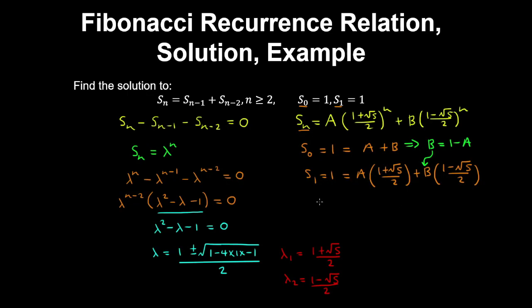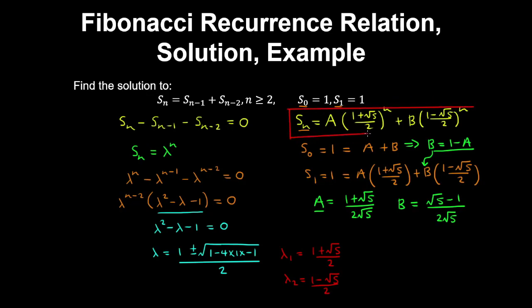And if you do a bit of algebra and solve for a, you'd get 1 plus root 5 on 2 root 5. And if you substitute this a into this equation, you'll obtain b, which will give you root 5 minus 1 on 2 root 5. And therefore this is our particular solution to the Fibonacci recurrence relation with the following values for constants a and b.